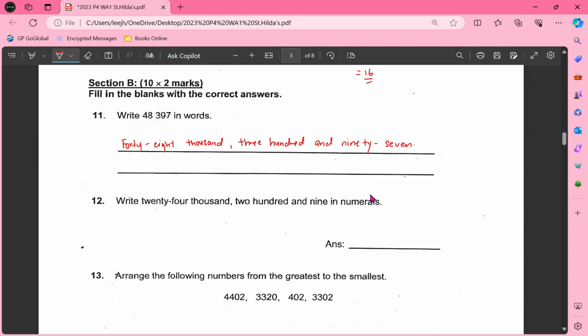Okay, question number 12: write 24,209 in numbers. Numerals means numbers. So 24,200, no tens, so it's a 0, and 9: 24,209.